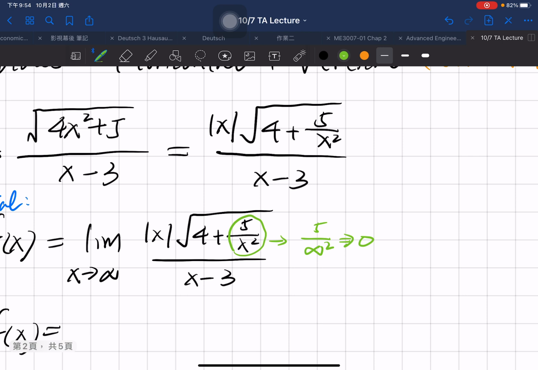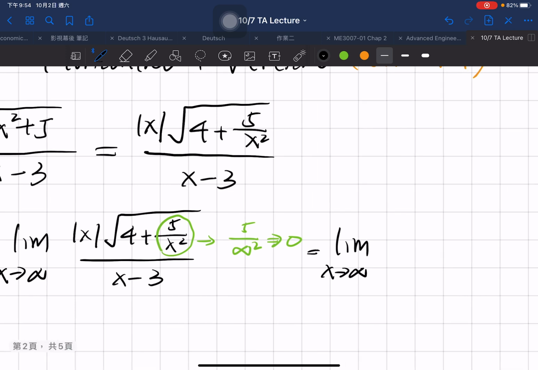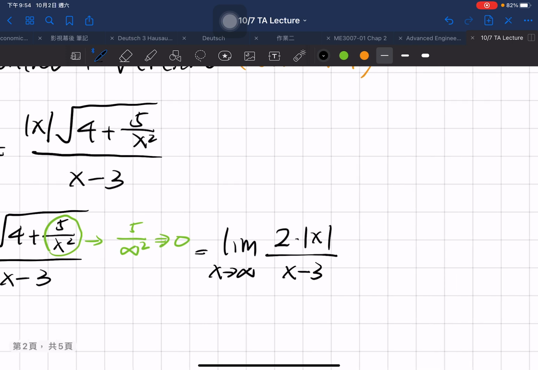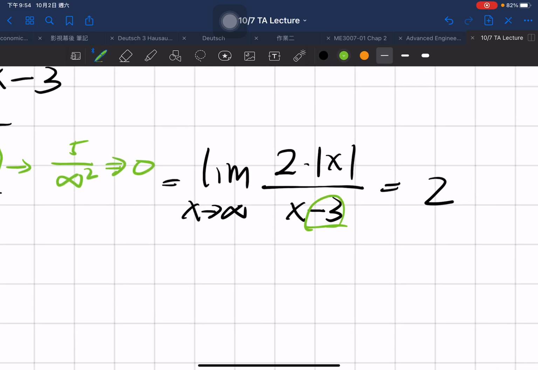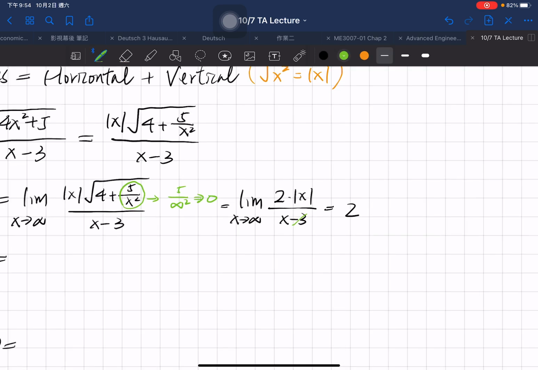So it becomes the limit as x approaches infinity, you get 2, because you get the square root of 4, which is 2, times the absolute value of x over x minus 3. And we know that when x approaches infinity, our minus 3 can also be ignored. Okay, so at the end it will be 2. You can ignore this one when your x is infinitely large. So this can be ignored.